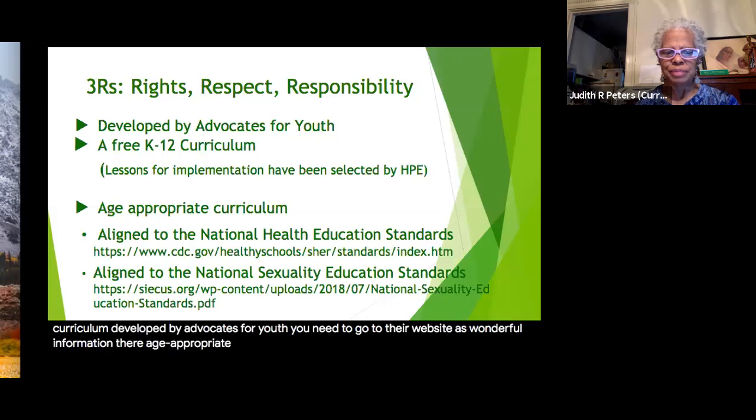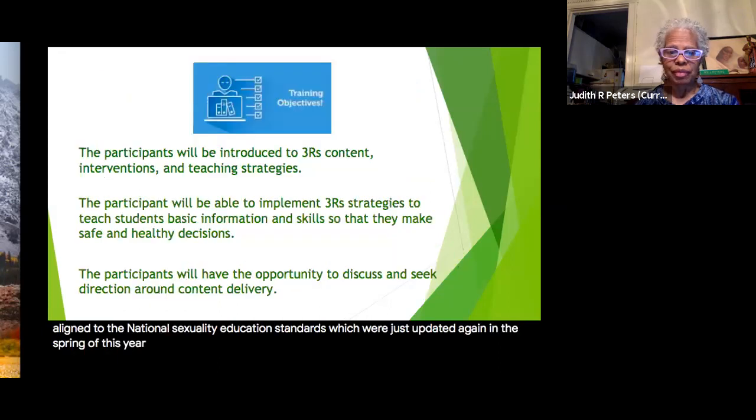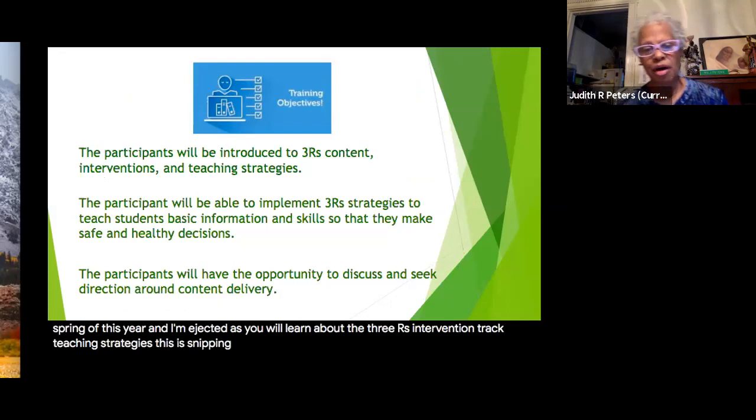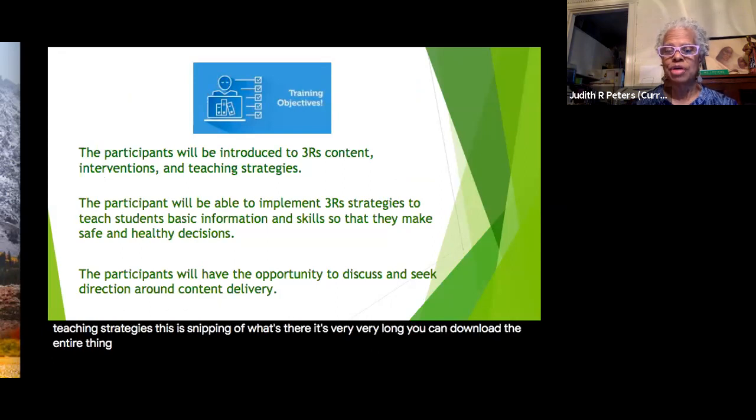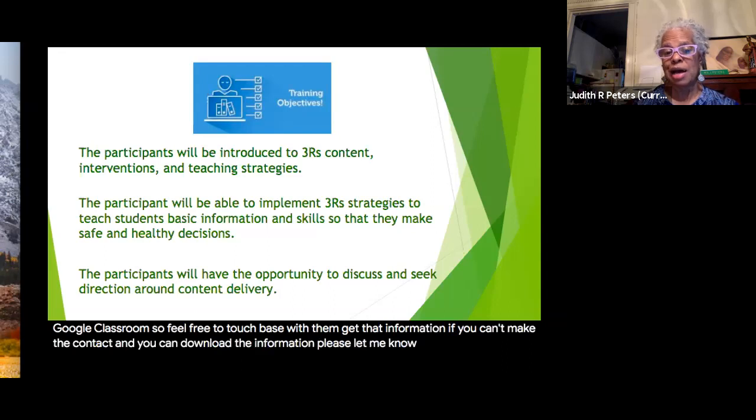It's age appropriate, is aligned to the National Health Education Standards and aligned to the National Sexuality Education Standards, which were just updated again in the spring of this year. And the objectives, you would learn about the 3 Rs, intervention, teaching strategies. This is a snippet of what's there. It's very, very long. You can download the entire thing. 3 Rs just came out in the spring with 3Rs Google class for the Google Classroom. So feel free to touch base with them and get that information. If you can't make the contact and you can't download the information, please let me know because I can do it for you.